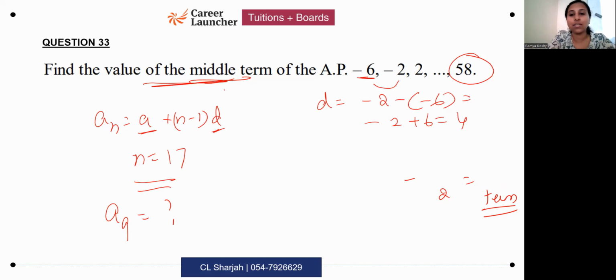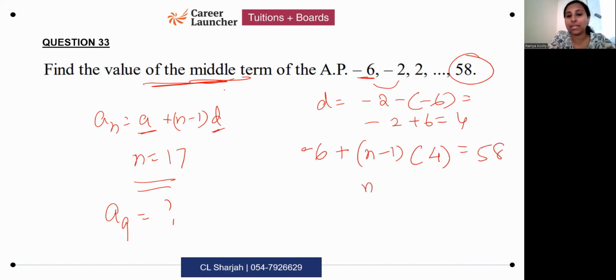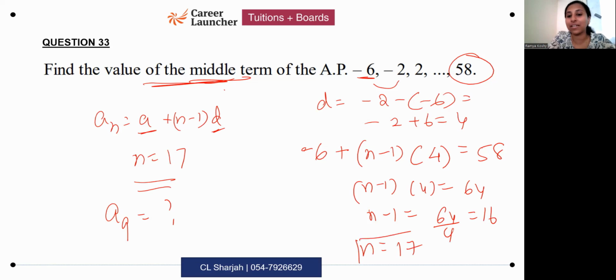Here when you're doing this, N would be, okay, A plus minus 6 plus N minus 1 into D, which is 4, must be equal to 58. That means N minus 1 into 4 is 58 plus 6. 58 plus 6 is 64. N minus 1 is 64 divided by 4, 16. So N is 17.